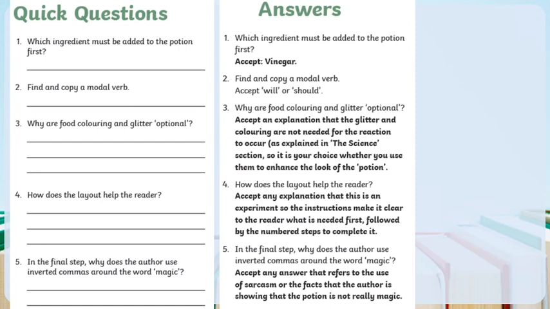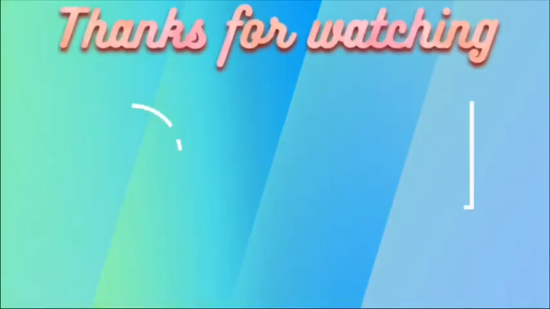And last but not least, number 5, in the final step, why does the author use inverted commas around the word magic? You can have anything to do with the fact that the word magic is in inverted commas because it's not really magic. The potion that you are making is not really magic, it's just a bit of a fun play on words.